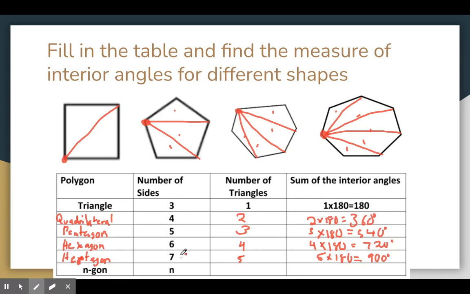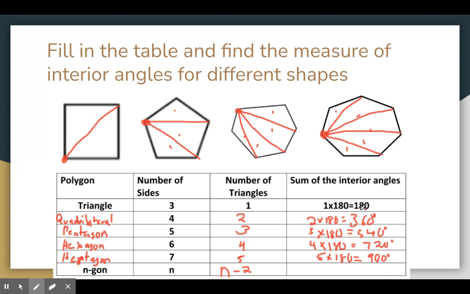You notice that the pattern is that whatever the number of sides is, you're going to have 2 less triangles, right? 4 minus 2 gives you 2. 5 minus 2 gives you 3. 6 minus 2 gives you 4, so on and so forth. So if we have an unknown number of sides and we just label it as n, that means the number of triangles is going to be whatever n is minus 2.